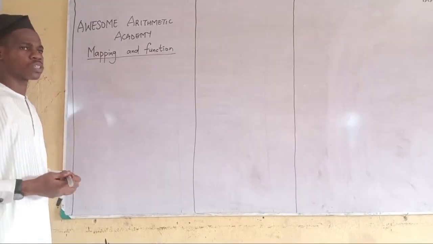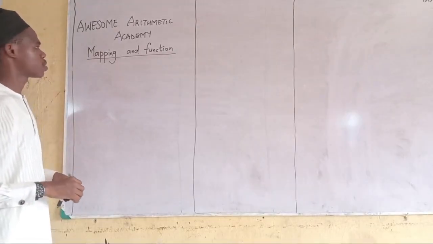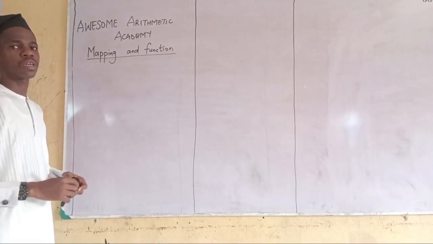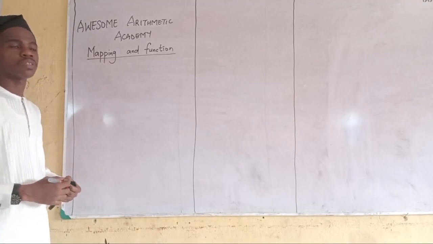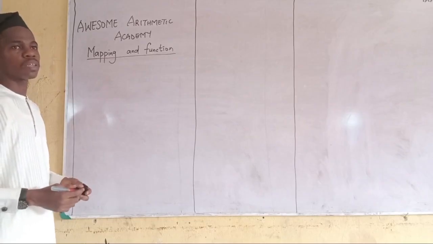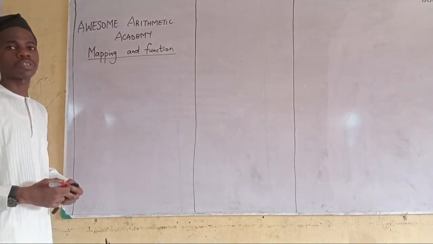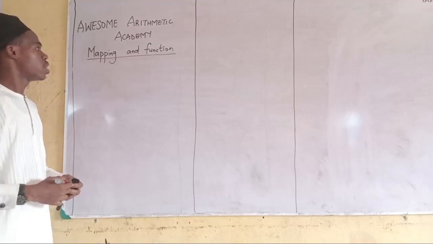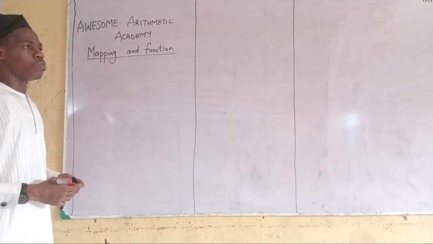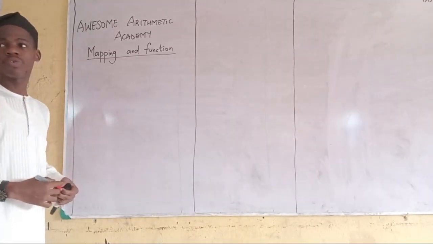Mapping and function. You have talked about set, and we know what a set is. A set is a collection of elements that are well defined. That is, there will be something that is bringing the elements together before we can say they are well defined. And in that case, mapping and function are also from a set.